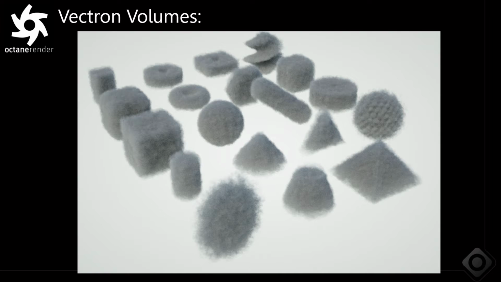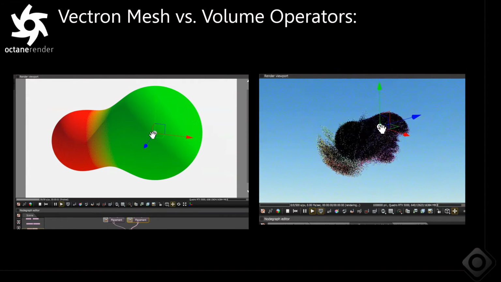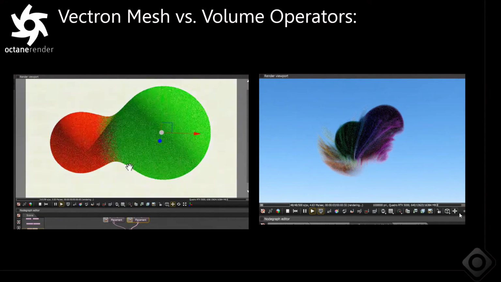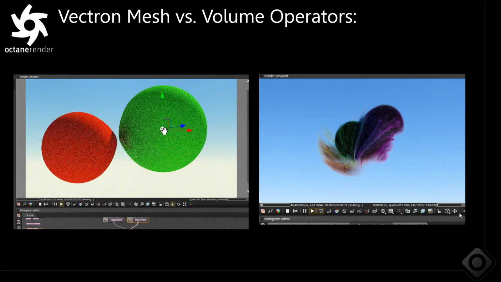We showed this last year. It was from the Shadertoy examples. It's very easy to take Shadertoy GLSL code, by the way, and use it in Vectron nodes. And we've also made it so that you can do operations. What you're seeing here is I'm taking two Vectron volumes and combining them together in the node graph. You can see here the non-volumetric version is essentially a metaball.